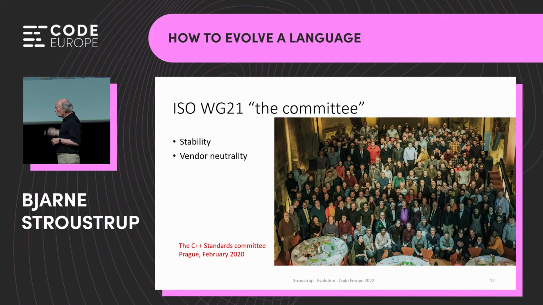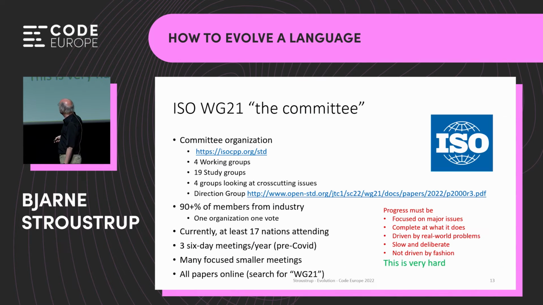And no organization can twist the arms of that many insightful, hard-working people, so we don't get that. So basically the organization is like that. You can look it up on isocpp.org. But there are 4 working groups, 19 study groups, 4 groups looking for cross-cutting issues like security and performance, and a direction group that tries to formulate rules and how to go about things and ideals.